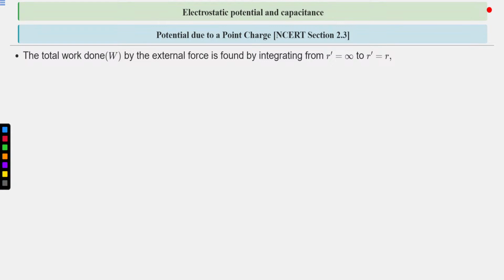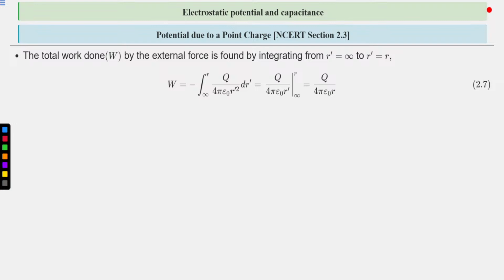Now, the total work done by the external force is found by integrating from r dash equal to infinity to r dash equal to r. We are moving with the definition, so we will integrate from infinity to that point P. We have calculated a small work done through a small distance delta r dash. Now we will calculate the total work done from infinity to point P.